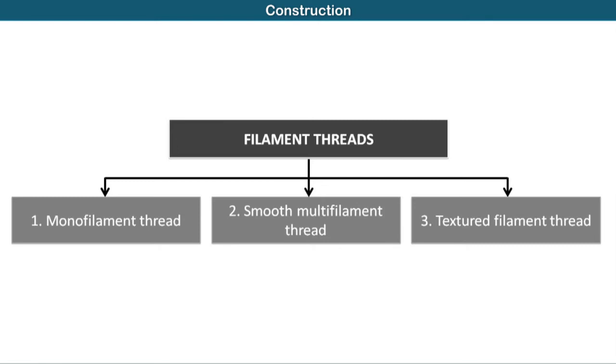Filament threads. Filament threads are stronger than spun threads of the same fiber and size. Three types of filament threads are commonly used: monofilament thread, smooth multifilament thread, and textured filament thread.